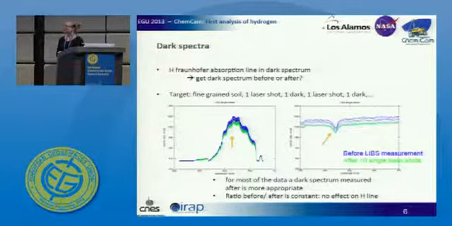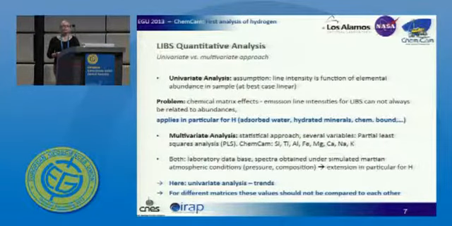For quantitative analysis with LIBS, there are mainly two approaches, which is the univariate analysis and the multivariate analysis. For the univariate analysis, we have the assumption that the line intensity of the emission lines is a function of the elemental abundance in the sample, which is at best case linear. But the problem with LIBS is that there are chemical matrix effects. So the emission line intensities for LIBS cannot always be related to the abundances. And this is in particular true for the hydrogen. So this might show up as adsorbed water at hydrated minerals or also chemically bound.